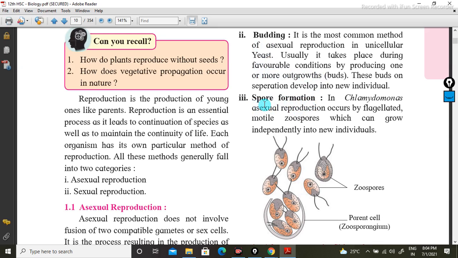Now these spores, as they are motile, show flagella for motility, and these spores are specifically called zoospores. When the conditions become favorable they develop into new individuals. This means that when there are unfavorable conditions zoospores form, and when favorable conditions come, only then will the spores germinate and give rise to new individuals. Do you understand?